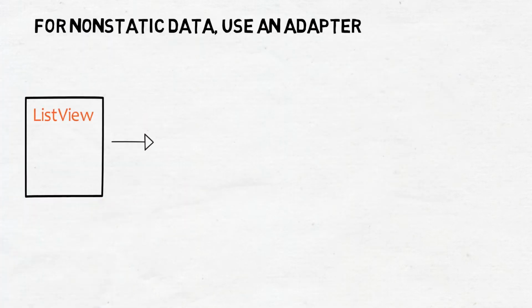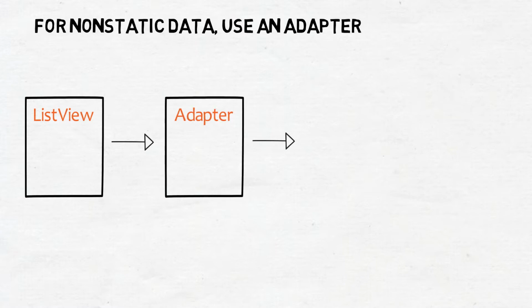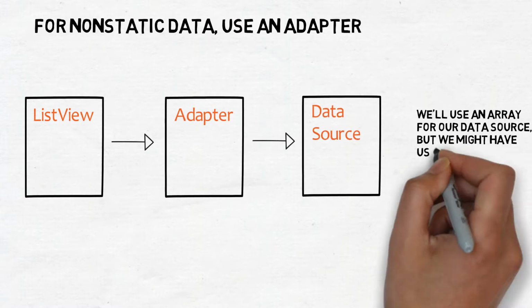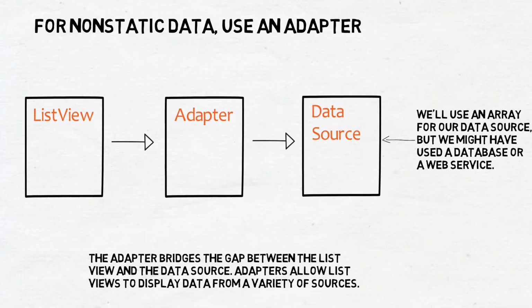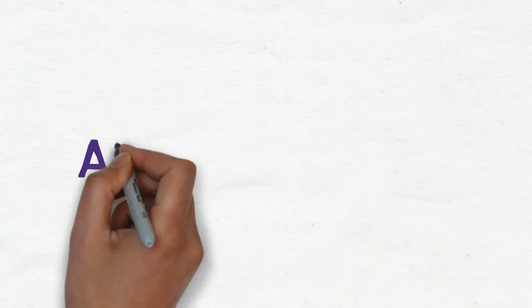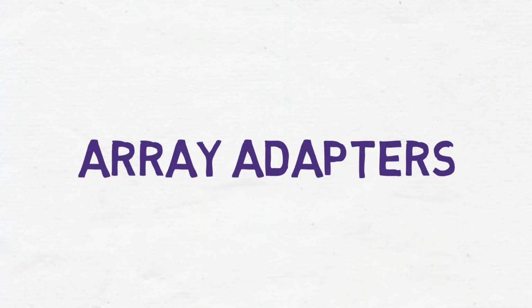If you need to display data in a list view that comes from a non-static source such as a Java array or database, you need to use an adapter. An adapter acts as a bridge between the data source and the list view. There are several different types of adapters. For now, we are going to focus on ArrayAdapters.